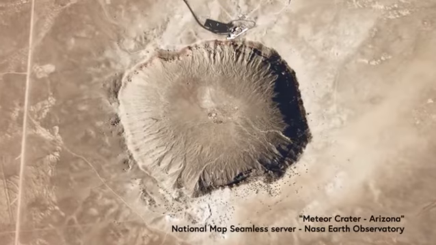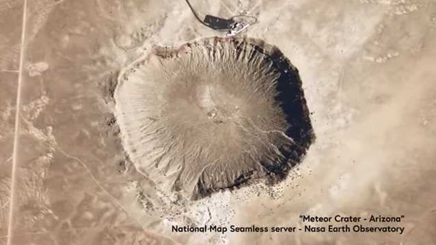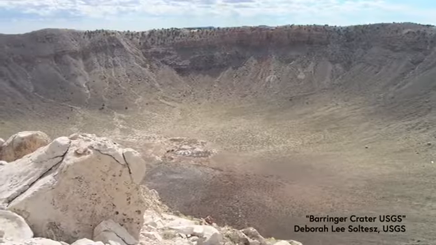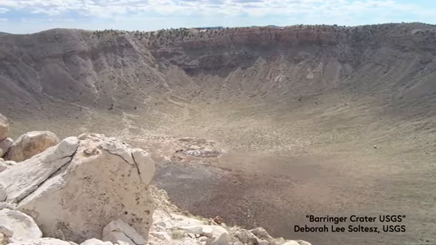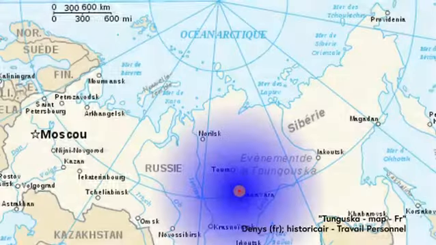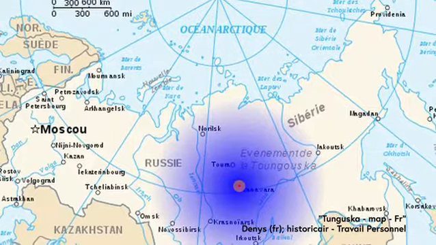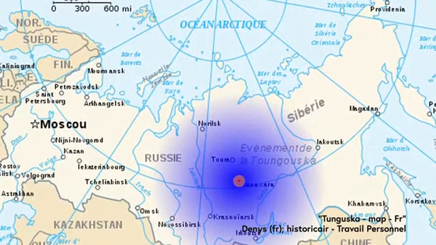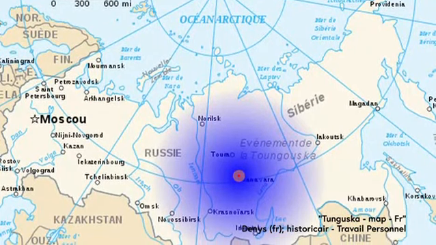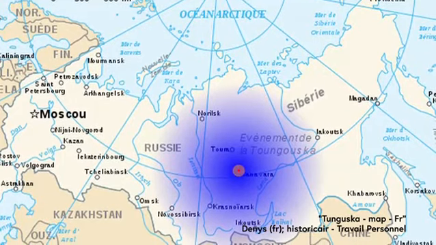A well-preserved example of this is the 1.2 kilometre wide Barringer crater in the Arizona desert. A more recent example is the 1908 Tunguska event in Siberia, where it's thought that a meteor exploded just above the Earth's surface, and the force of the explosion knocked down 80 million trees over an area of 200 square kilometres.